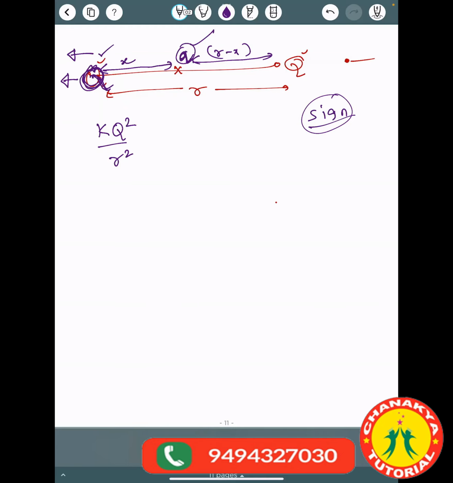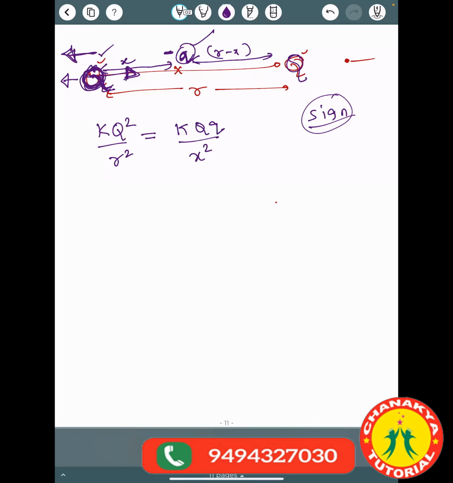See, if I make it negative, what happens? If I make it minus q, this will apply a positive force like this towards it on this capital Q, correct? And this capital Q will apply a force away like this on this capital Q. So if I write the net force, what will it be? kQ square by r square should be equal to kQq divided by x square.